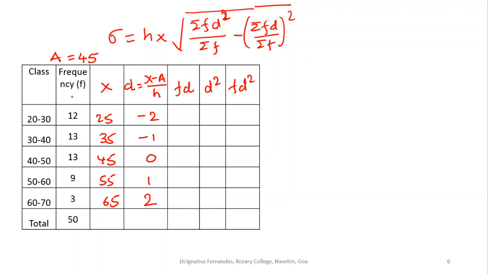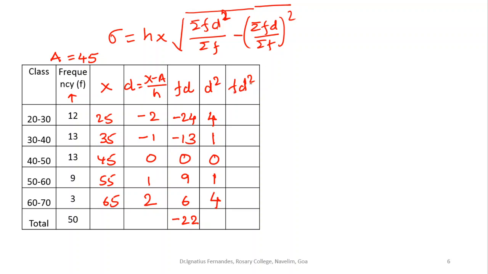F into d we have already found in the previous case. So 12 into minus 2 is minus 24, 13 into minus 1 is minus 13, 13 into 0 is 0, 9 into 1 is 9, 3 into 2 is 6, and the total sum had come to minus 22. Next I find d square, the square of these d values: minus 2 square is 4, minus 1 square is 1, 0 square is 0, 1 square is 1, 2 square is 4.